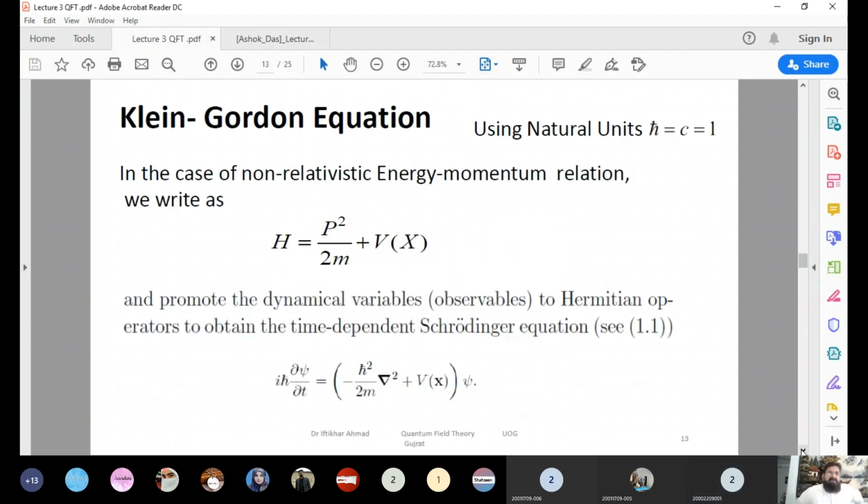What is the Klein-Gordon equation? In the case of the non-relativistic energy momentum relation, we already know how we can write the Hamiltonian in the form of a Hamiltonian operator. So H is equal to P square over 2m plus V(x). Here P is the momentum and V is the potential energy. And we promote the dynamical variable, the observable, to a Hermitian operator to obtain the time dependent Schrodinger equation.